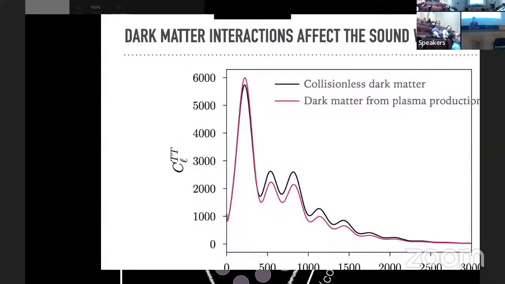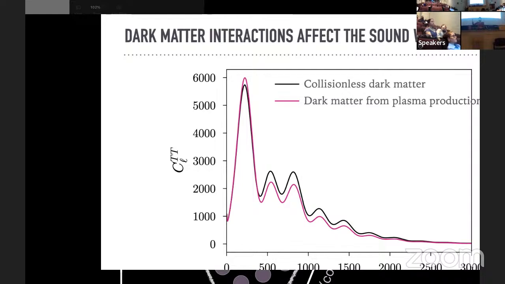So here's an example, actually, from my work. Here's a situation where we were looking to test a model of dark matter where it's born out of this plasma in the early universe. And in this model, the dark matter has a fractional charge. The electron is the smallest quantum of charge that we know about in the standard model. And if the dark matter had a charge that was 10 to the minus 10 of that electron charge, this is what the sound waves would look like. So the sound waves would look totally different.